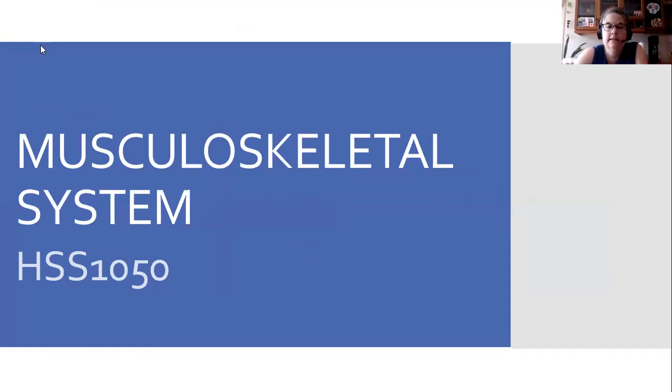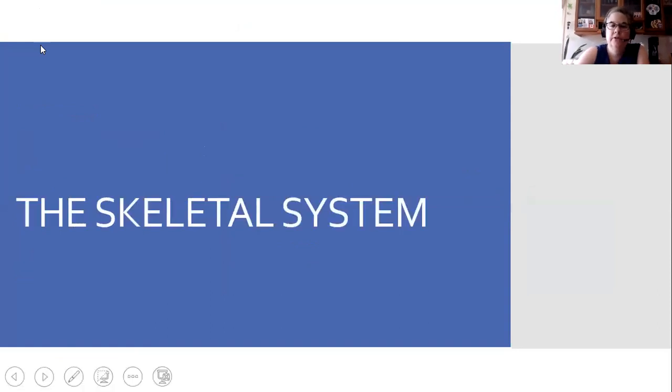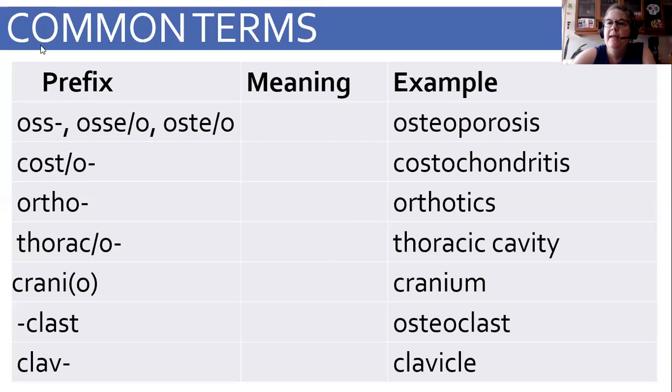So musculoskeletal system, we have to know all sorts of bones in the skeletal system. And then in the musculo part, the muscle part of that, we have to know different muscles. And then we're going to learn about joints. And then a little bit about keeping that part of our body healthy and some diseases.